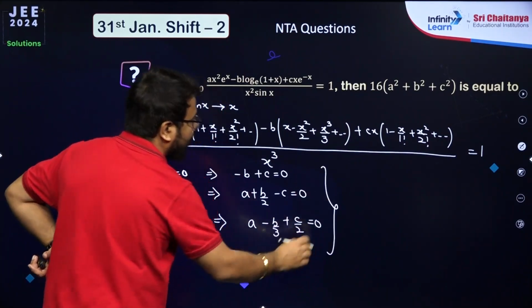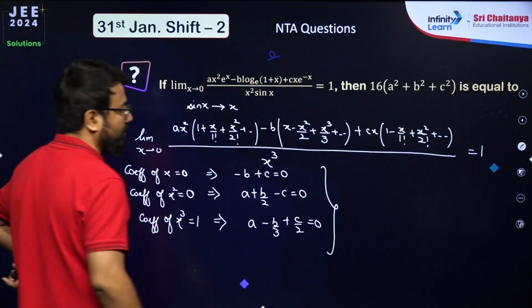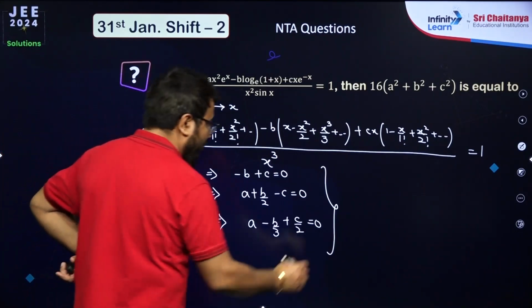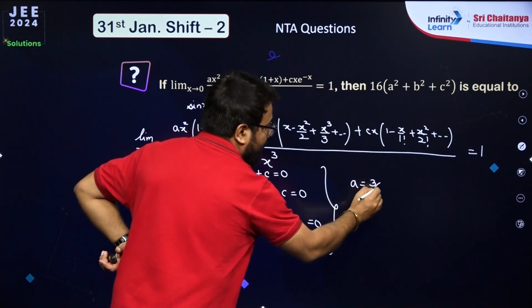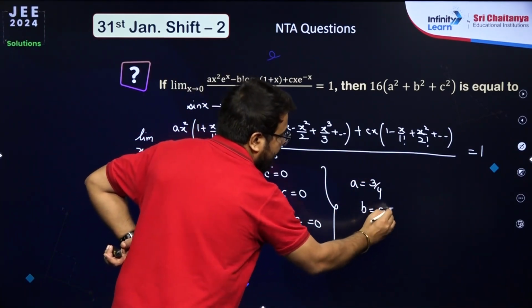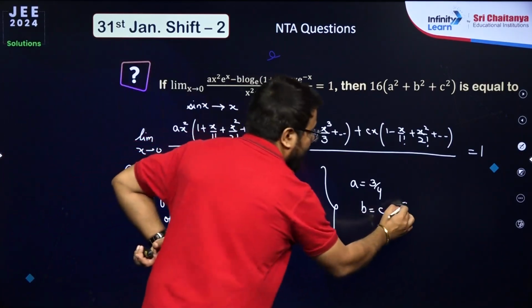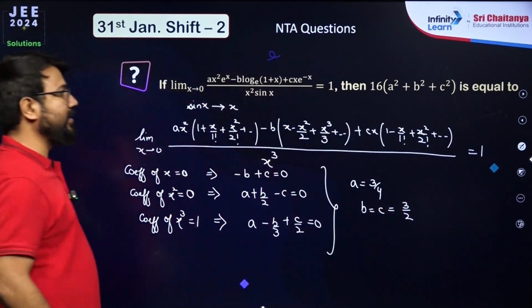So we need to solve these three equations to get the value of A, B, C. By solving these three equations, I got the value of A as 3 by 4. And since B and C, both of them will be the same, that will be equal to 3 by 2. I hope you are able to understand this, okay?